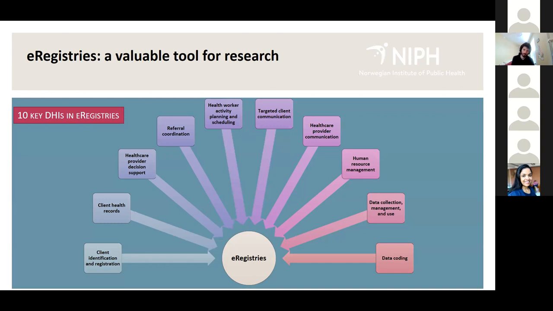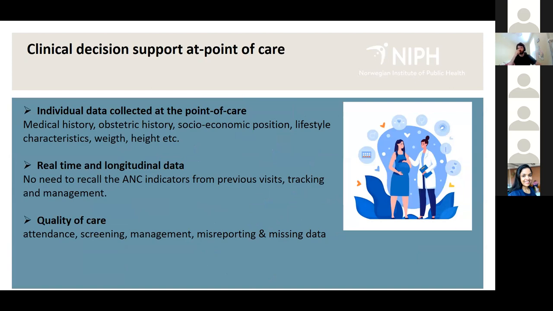These are the 10 key DHIS that are integrated in the registries, and each of them supports the collection of high quality data for research. So Akuba talked about the clinical decision support at the point of care. The registries collect individual data at the point of care. So in the case of an ANC, an antenatal care registry, that would be the medical history of the woman, obstetric history, and other characteristics. And it's collecting real-time and longitudinal data, meaning that the healthcare provider or the woman who is the client does not need to try to remember what was happening in the previous visit, and the healthcare provider has the full management and tracking of the history of his client.